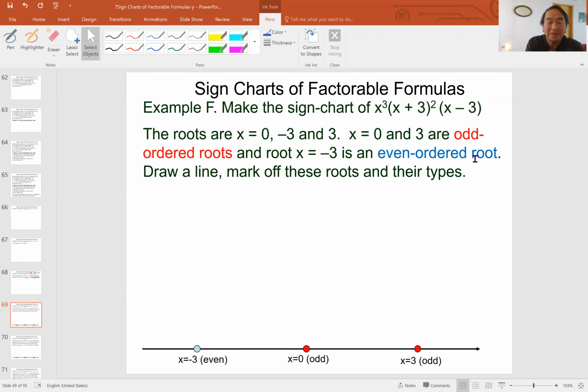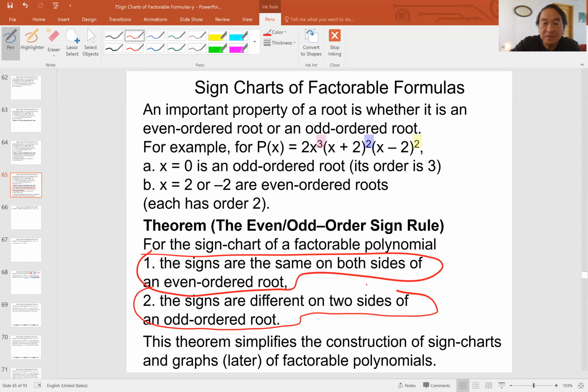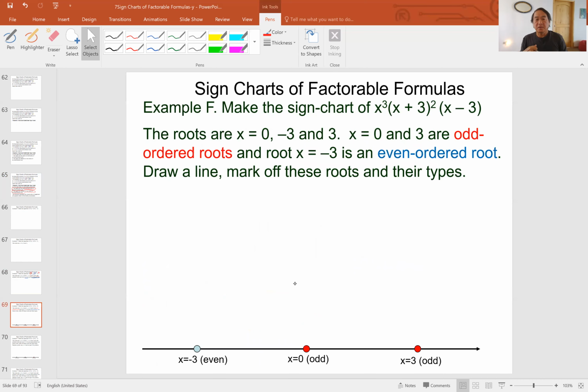So we mark the roots down, and then we also mark down whether the orders are odd or even. Then this is what the theorem says. Let's go back to the theorem. The signs are the same on both sides of an even order root. The signs are different on the two sides of an odd order root. And we have these roots identified with their orders.